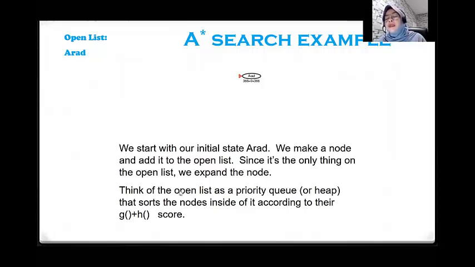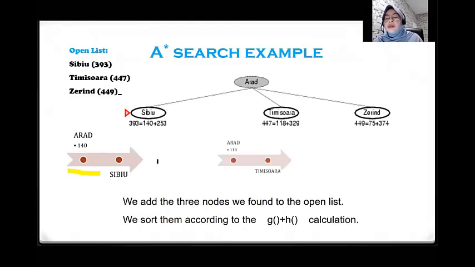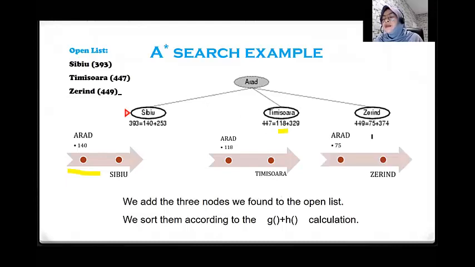Think of the open list as a priority queue that sorts the nodes inside of it according to their function, g(h) plus h(n). The neighbors are Sibiu, Timisoara, and Zerind. The distance between Arad and Sibiu is 140. The distance between Arad and Timisoara is 118. The distance between Arad and Zerind is 75.